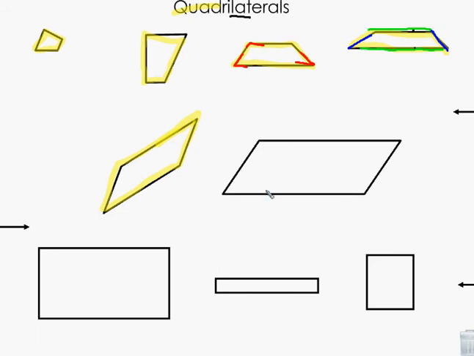All of these shapes have opposite sides, and they have adjacent sides because they all have 4 sides. They have 2 pairs of opposite sides, and then 4 pairs of adjacent sides. Now, there are special types of quadrilaterals, like these 2 shapes right here, and these are parallelograms. They are parallelograms because their opposite sides are parallel.